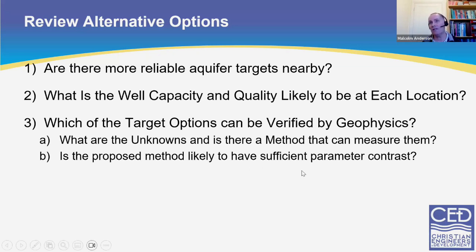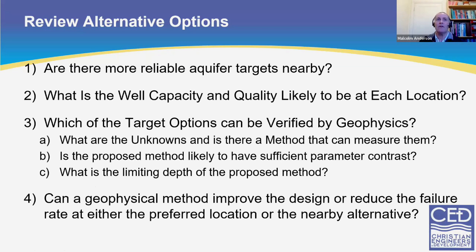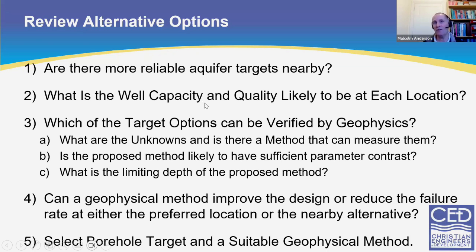There are different kinds of physical parameters that you can measure. The one you choose has direct bearing on what answers you're going to get, and if you choose a different method, you'll get different answers. So you need to know what your survey goals are. Another key parameter is the limiting depth of the proposed method. And the final question here is, can a geophysical method improve the design or reduce the failure rate of the proposed borehole at either the preferred location or a nearby alternative? Based on that, you select the borehole target and a suitable geophysical method.